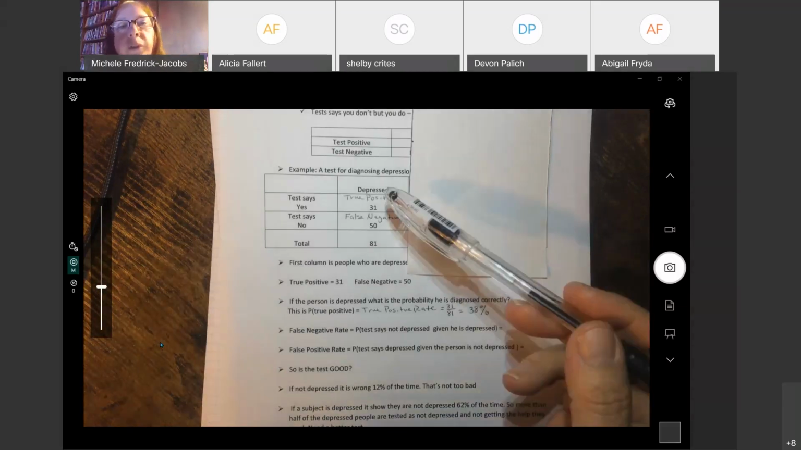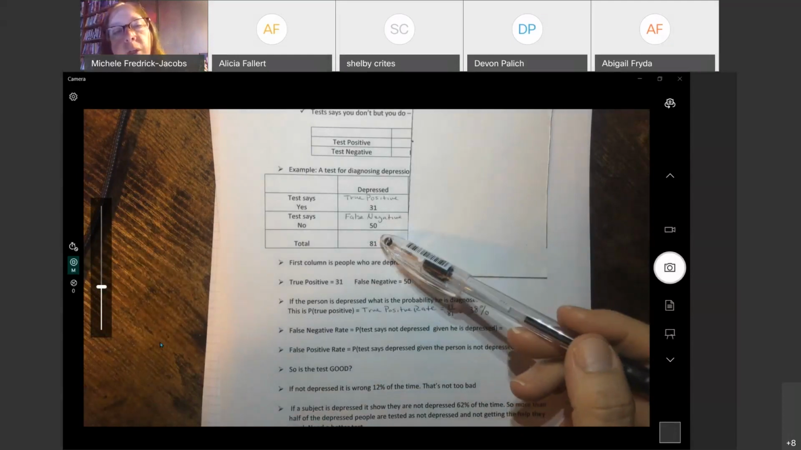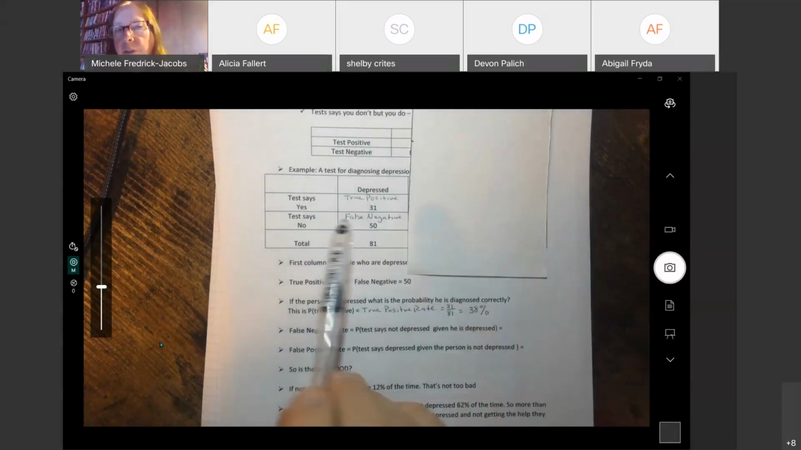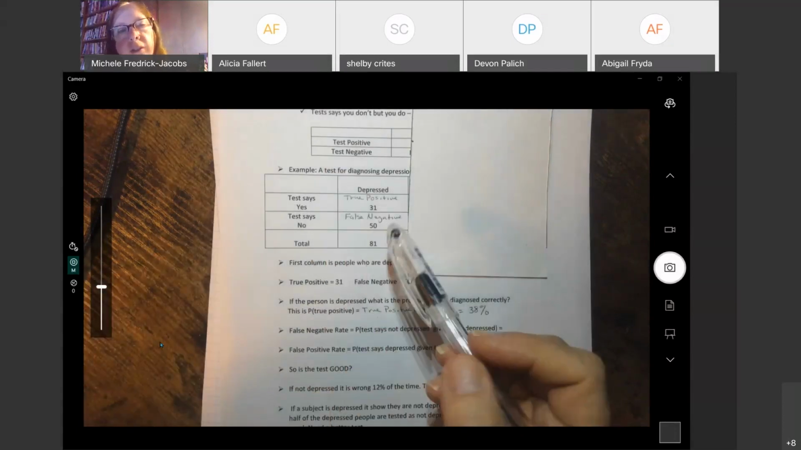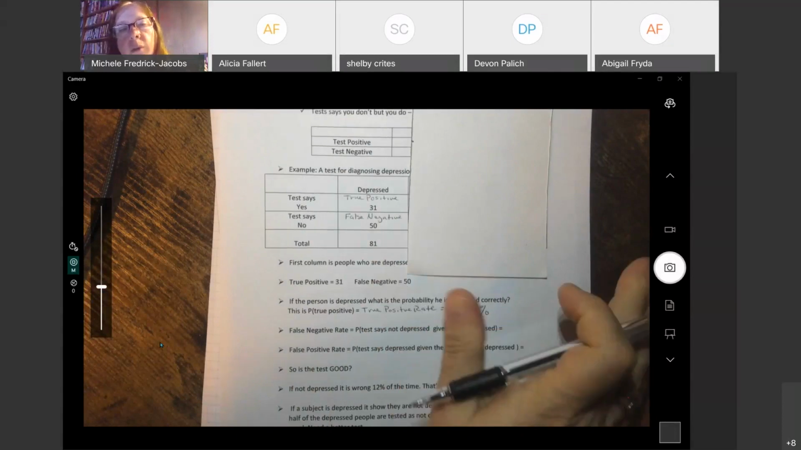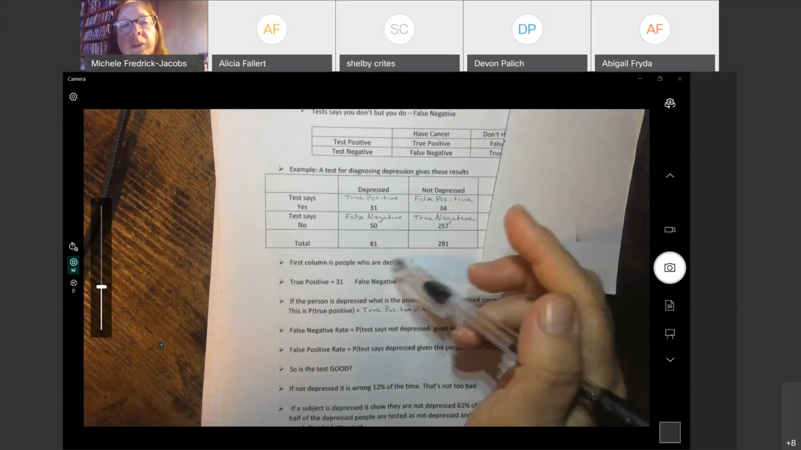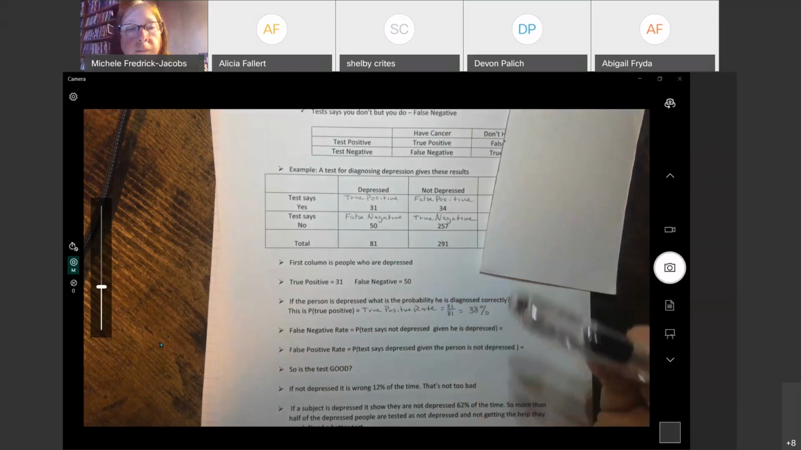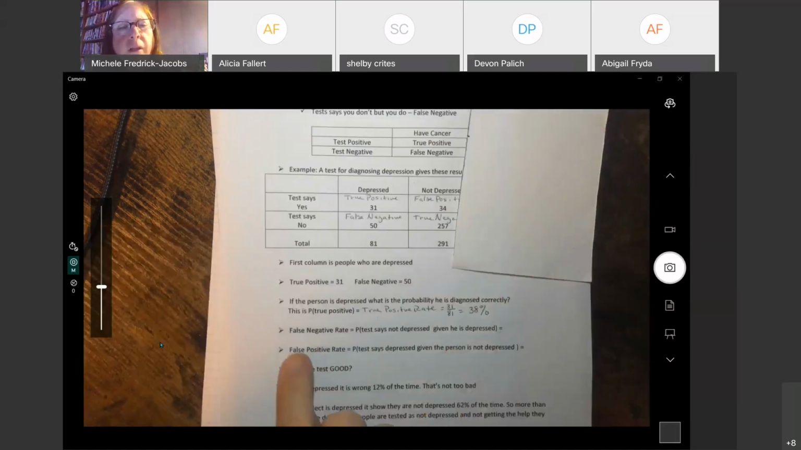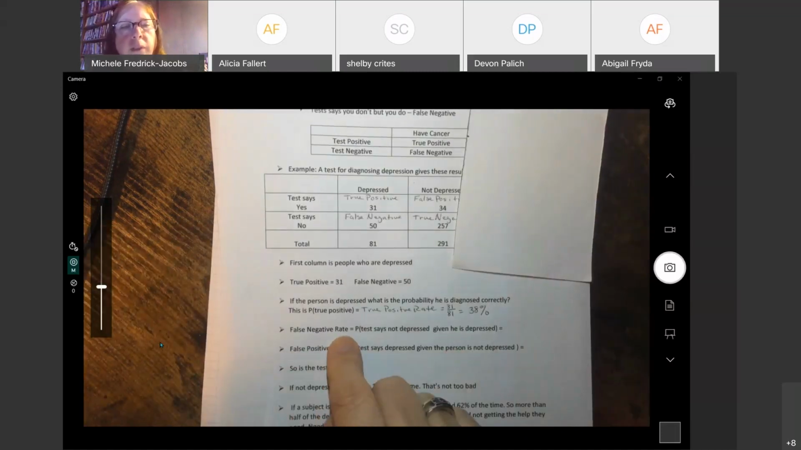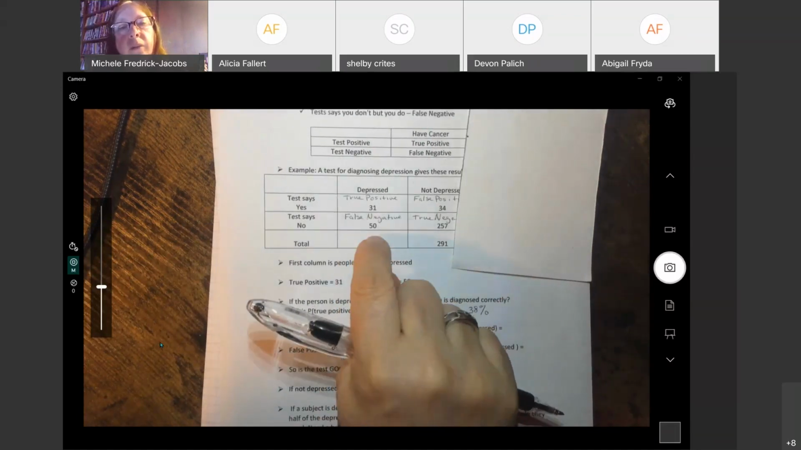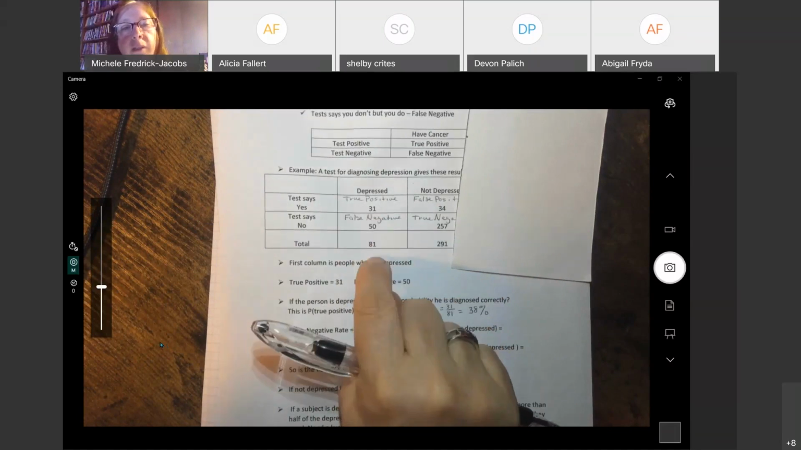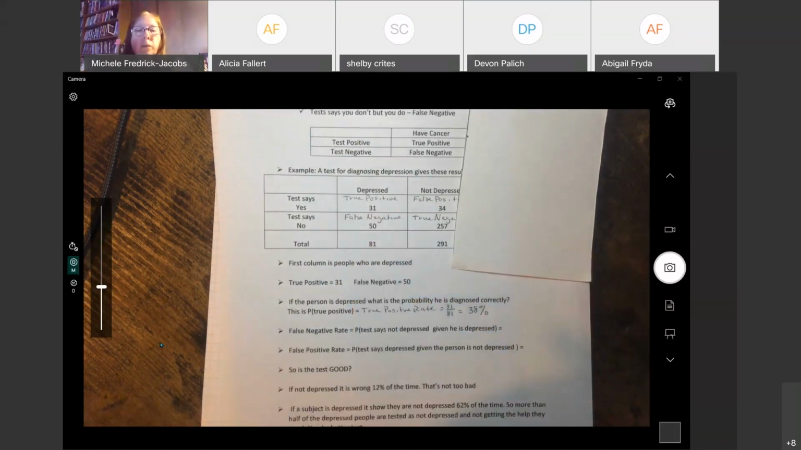When you're looking for your rate, you can always use the total below it as long as your test goes across. And that's why I said make sure your test goes across, because then you can always use this total at the bottom, depending on which one you're using. Let's look at the next one. A false negative rate. So false negative is here. If we want the rate, then we're going to go 50 over 81. It will always use the one below it.